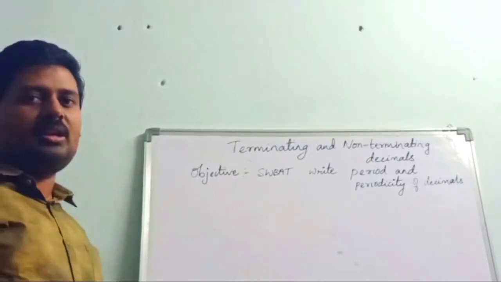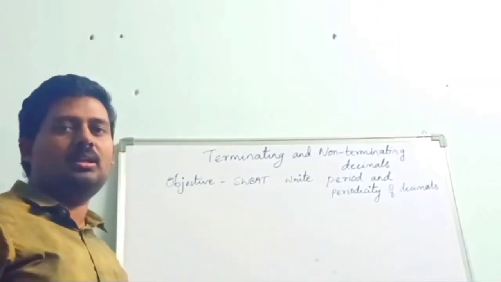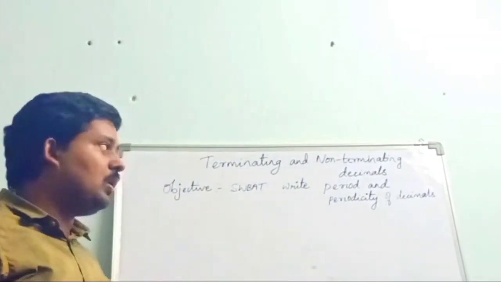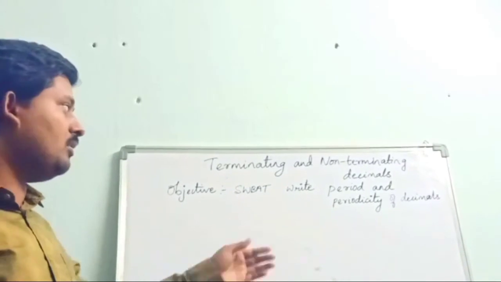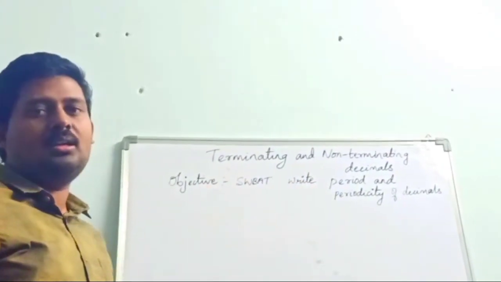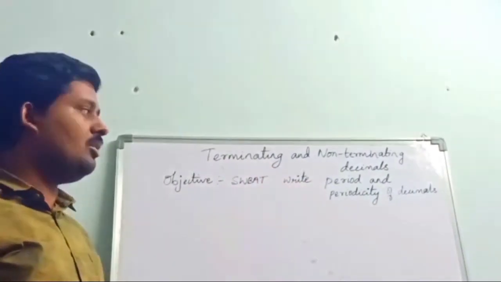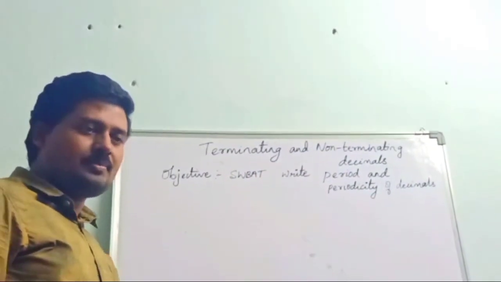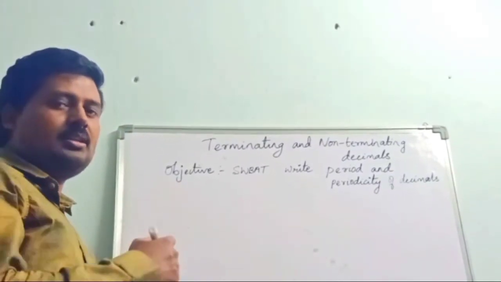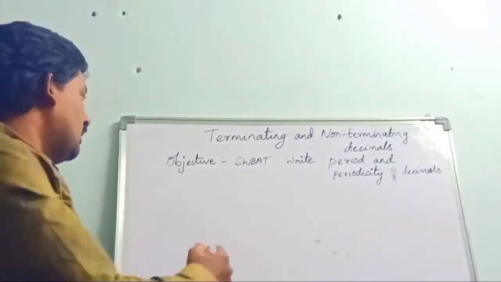In the previous class we have already learned how to represent a rational number into a decimal form. In this class we will be learning what are the terms involved in decimals such as period and periodicity. We will try to understand what is period and periodicity in this class. Before actually going into the topic, we will have a small look at your homework problems given yesterday.